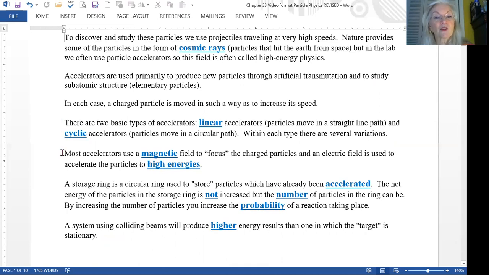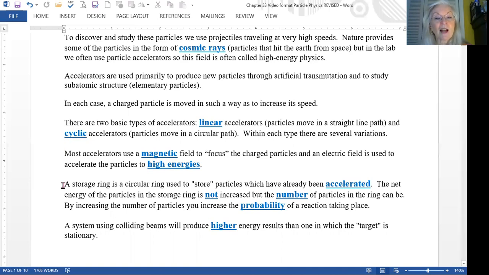These accelerators usually use magnetic fields to focus your charged particles. So the particle travels down a path and you have magnets on either side, strong magnets that compress the beam. And you can even, by adjusting them, tilt your beam right or left along the way. And then you can use an electric field to accelerate these particles to higher and higher energies.